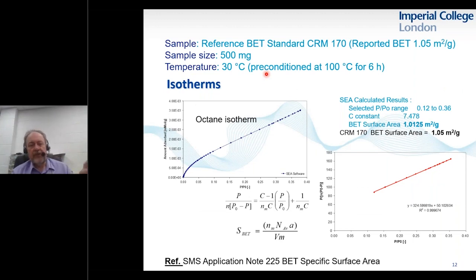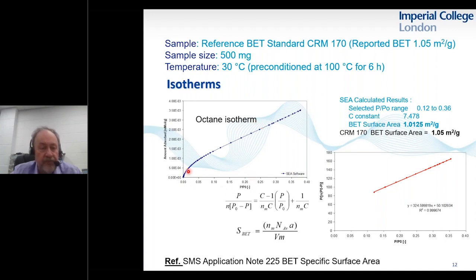So just to give you a bit of a feeling for the technique, here are some experiments done using a standard reference material. This is CRM 170, a standard BET reference material, and we can study that using our IGC method: pre-treatment at 100 degrees for 6 hours, experiment done at 30 degrees, large sample, 500 milligrams. We've done it with octane, and you can see the octane isotherm is shown here. So this is the raw data.